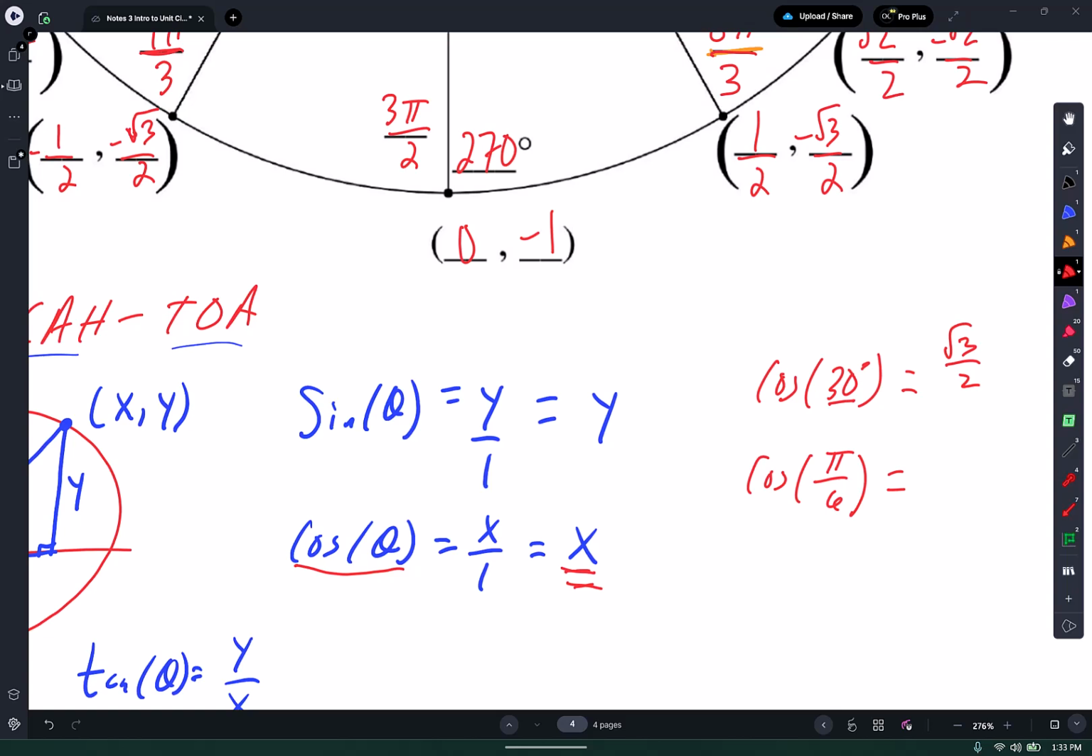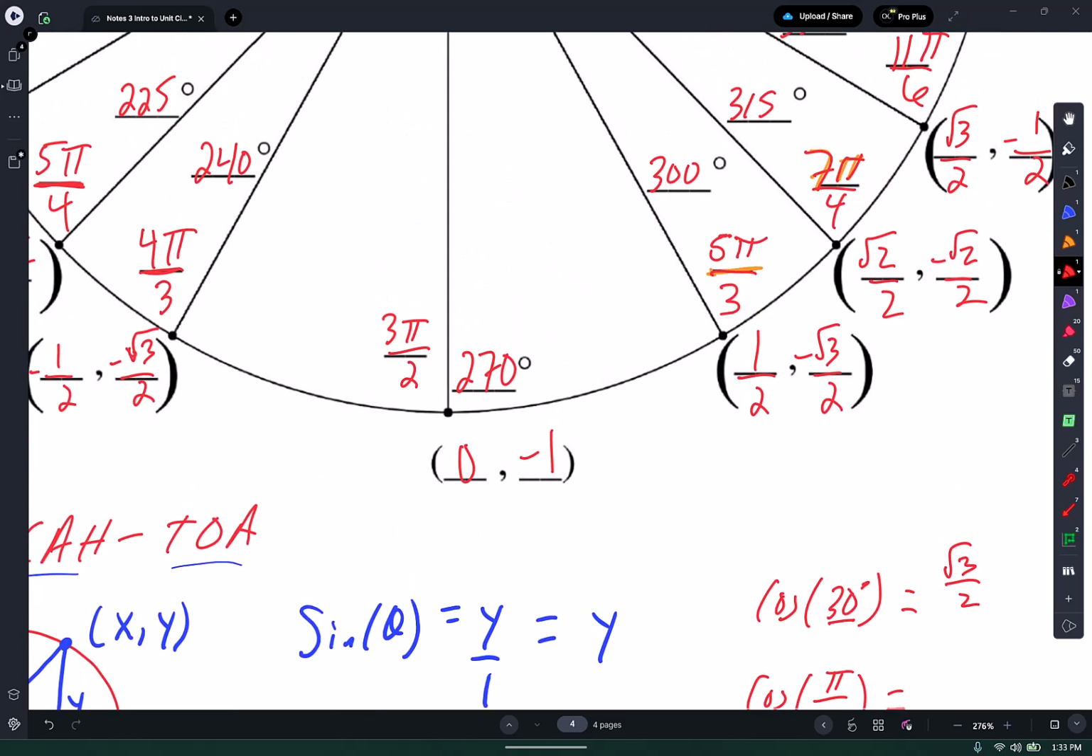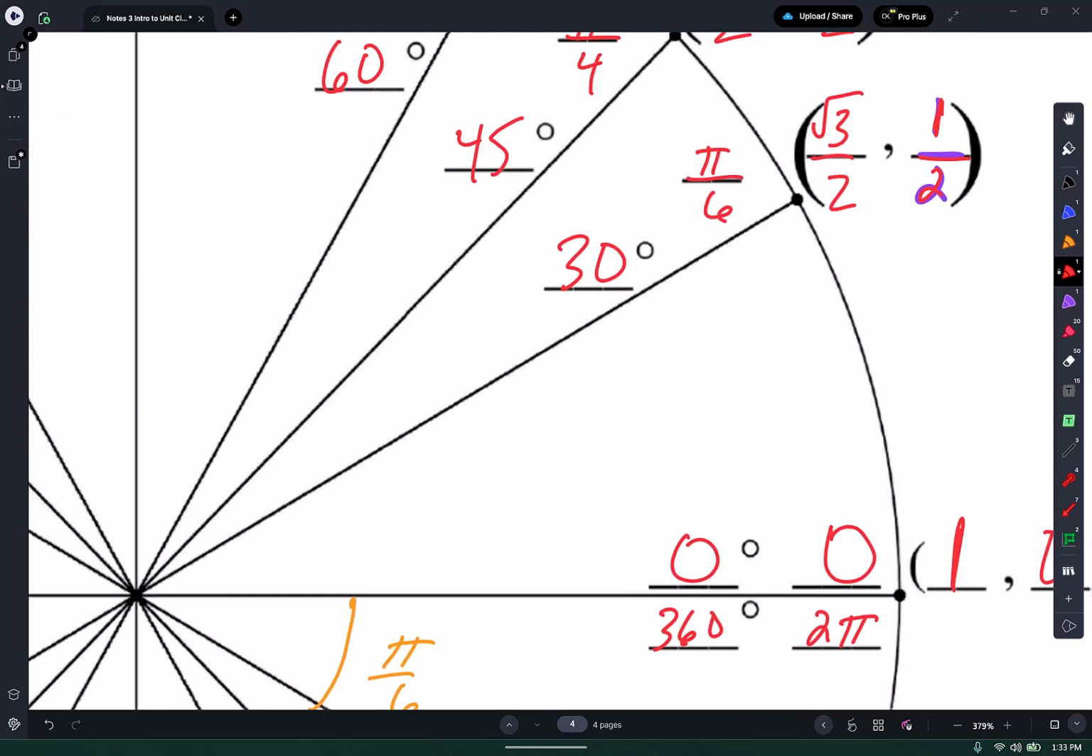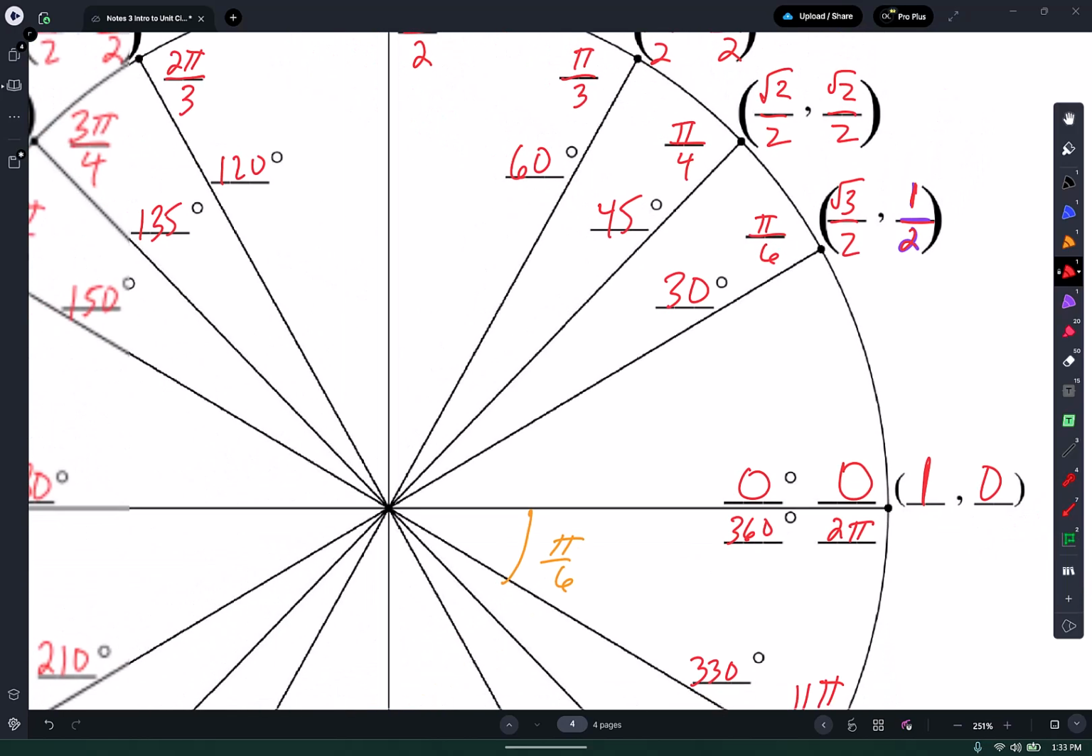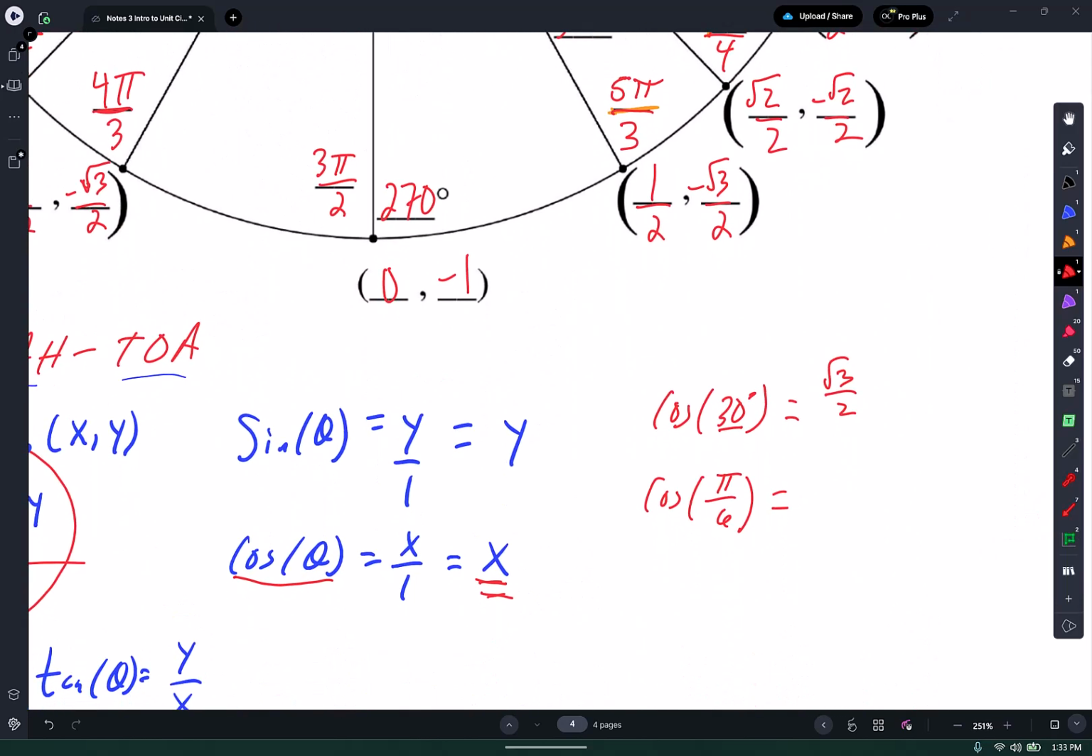Right? All right. Let's go to pi over 6. Pi over 6 is still the same as 30 degrees. It's just a different way of measuring rotation. So cosine of pi over 6 is also square root of 3 over 2, the x value. So it's the same. It just depends. So now you know. So where are we going with this?